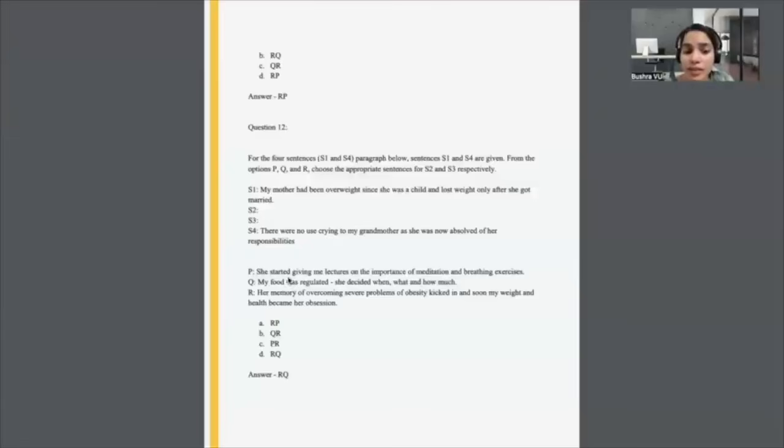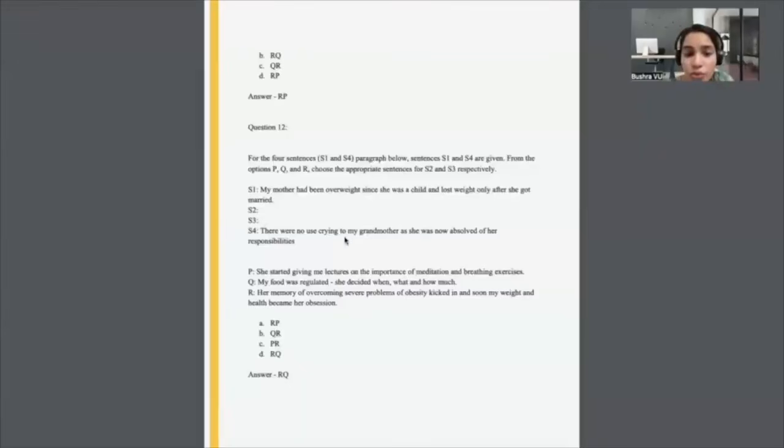Here, this sentence has no relationship with S1 because S1 is only talking about her mother being overweight. But sentence R: her memory of overcoming severe problems of obesity kicked in as soon as my weight and health became her obsession. Now, if you look at sentence R, she was overweight, right? And her memory of severe problems of obesity. So here it's also talking about obesity. So these two sentences have some correlation between the two. So the correct answer is R. S2 becomes R. Now let us backtrack using S4 to S3.